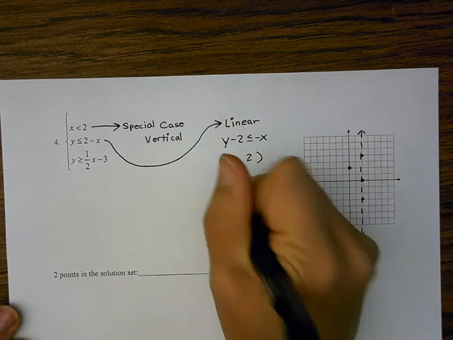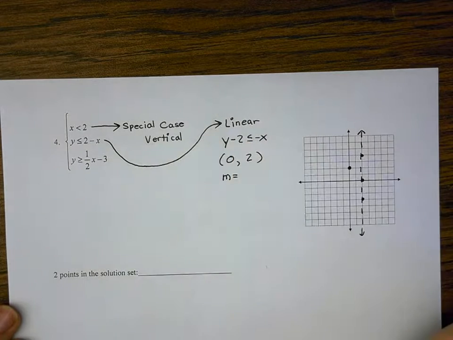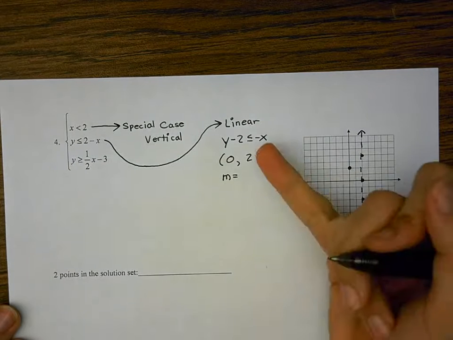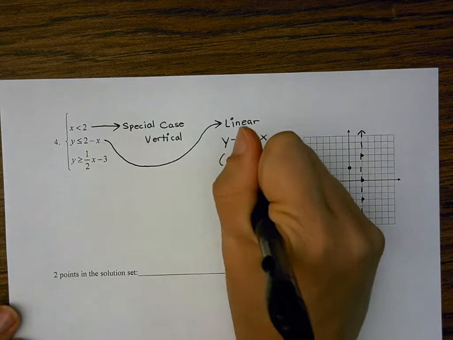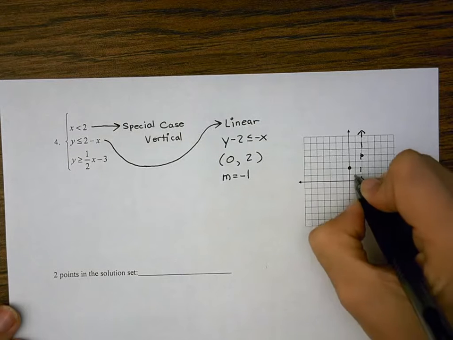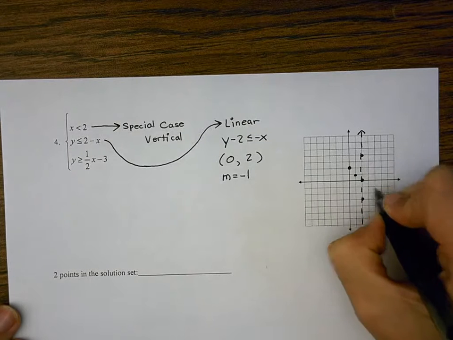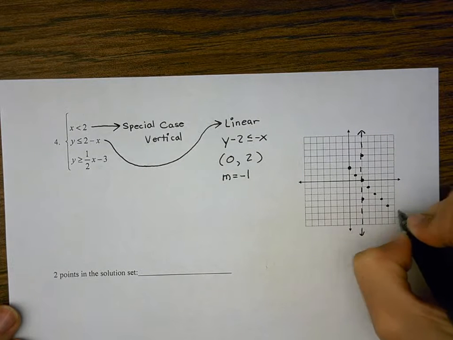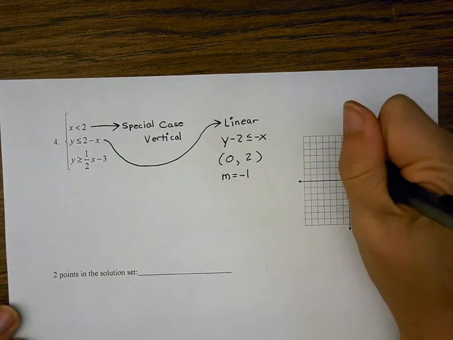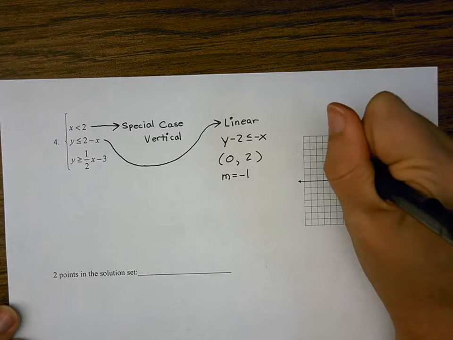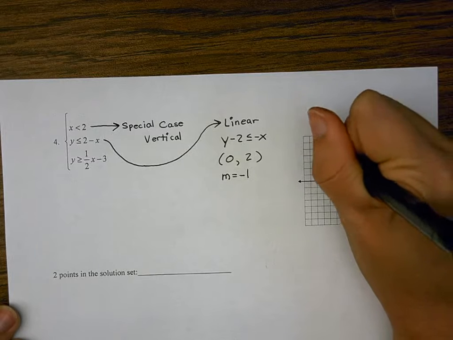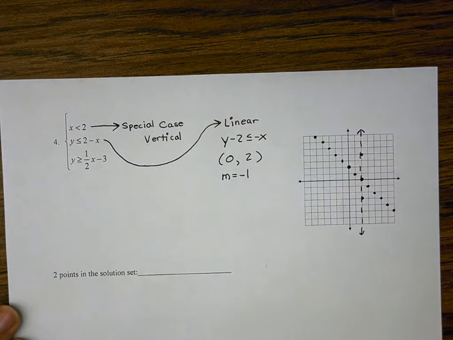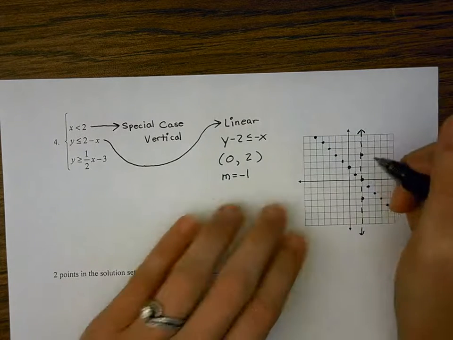Okay, what's your slope for this linear? My slope is negative 1. And so we're down 1 over 1, down 1 over 1. And if you want to, you can go back the other direction as well. Okay, solid or dashed? There's an equals, so this one is solid.